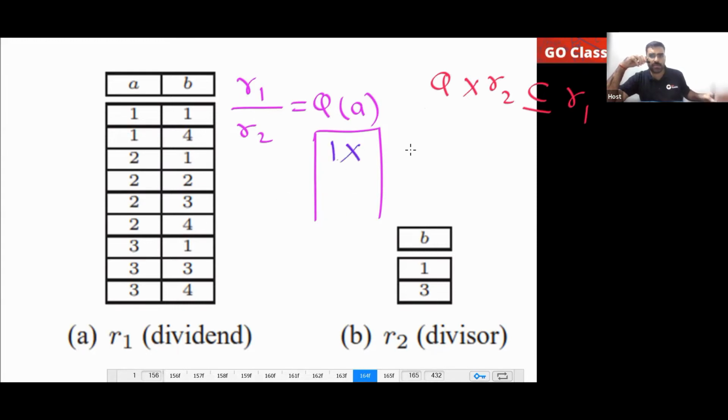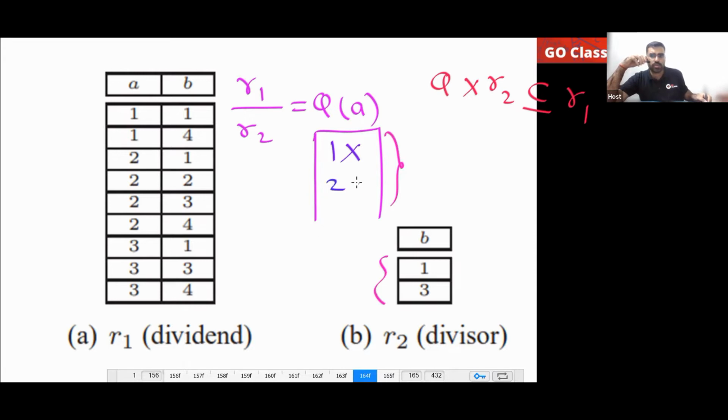I cannot take 1, because if I take 1, what will be the problem? The problem will be that here you will have 1 3 and here there is no 1 3. So this will be the problem. Correct? So 1 is definitely not there. Okay, what about 2?